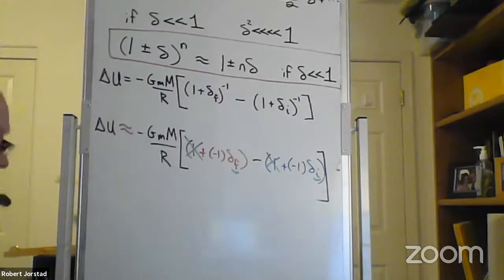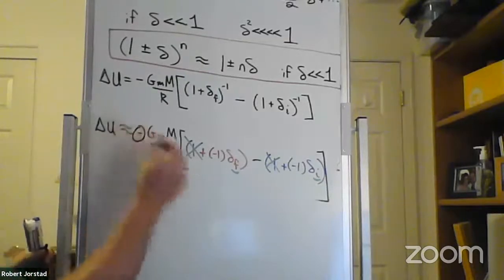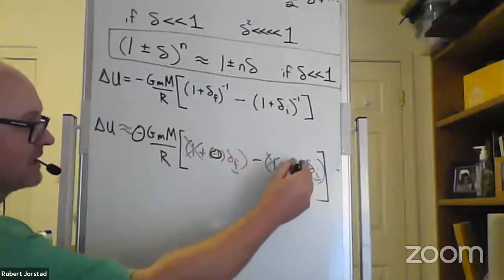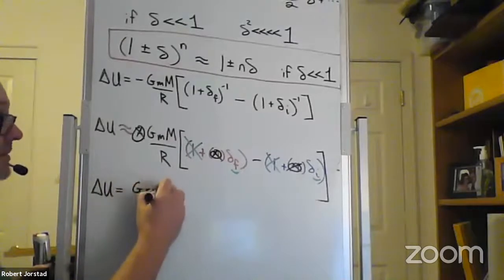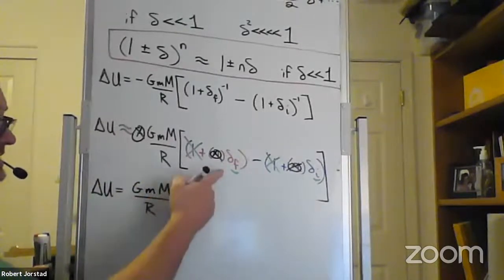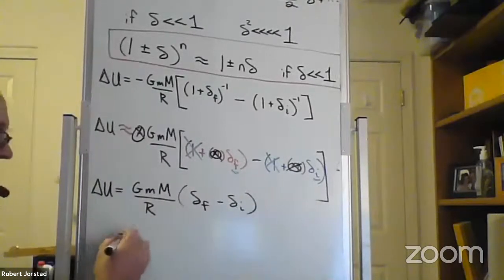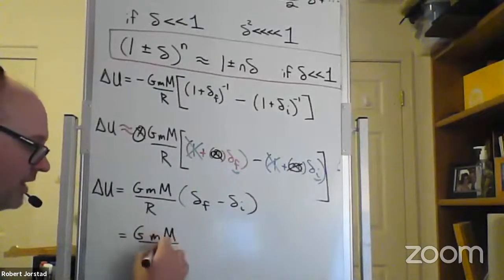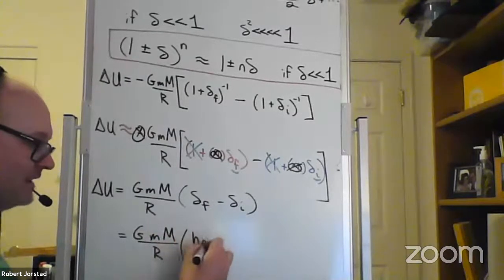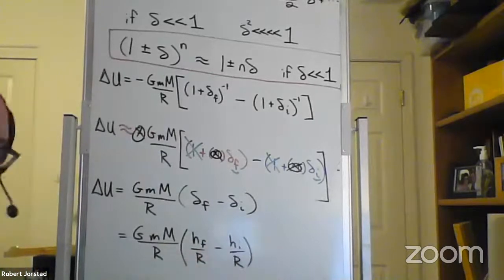Check this out. Does anybody remember what delta final was? Well, I'll plug it in here. Let me do this first. There's a minus sign out front. There's a minus sign here and a minus sign here. I'm going to cancel out those. And I get delta U equals GMm over R times (delta final minus delta initial). Well, that's equal to GMm over R times height final over the radius minus height initial over the radius. Huh.